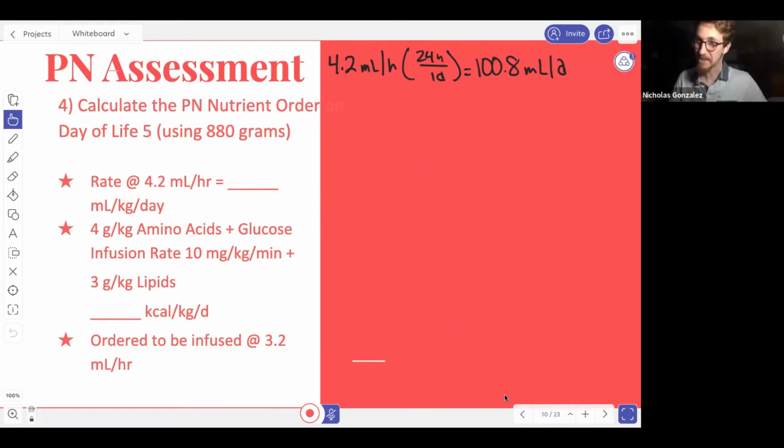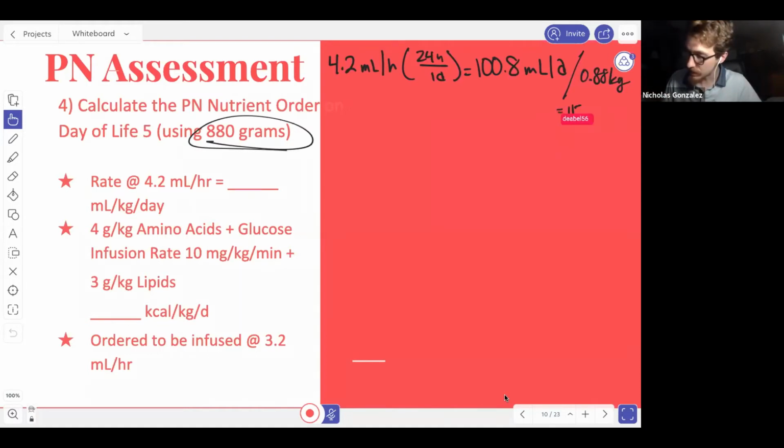So like I was saying, we have milliliters per day here, but we want that value in milliliters per kilogram per day. Since it's a per, we're just dividing by the kilograms, and this infant is at 880 grams, which if we divide by 1,000, we know that's 0.88 kilograms. There are 1,000 grams in a kilogram. So the total rate in this case would be 115 milliliters per kilogram per day.